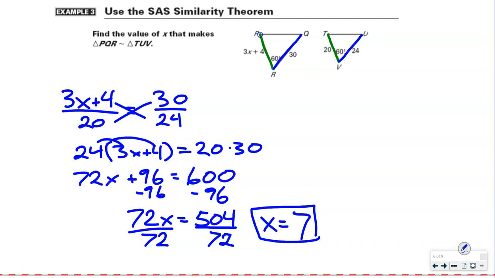So pay close attention to what the SAS similarity theorem looks like, where the angle is in between those two sides that we're using. Because there is no angle side angle like there was in the congruent triangles. For similar triangles, we only are using angle, like we learned in the last section, and then side, angle, side. And the sides aren't equal, they're proportional.